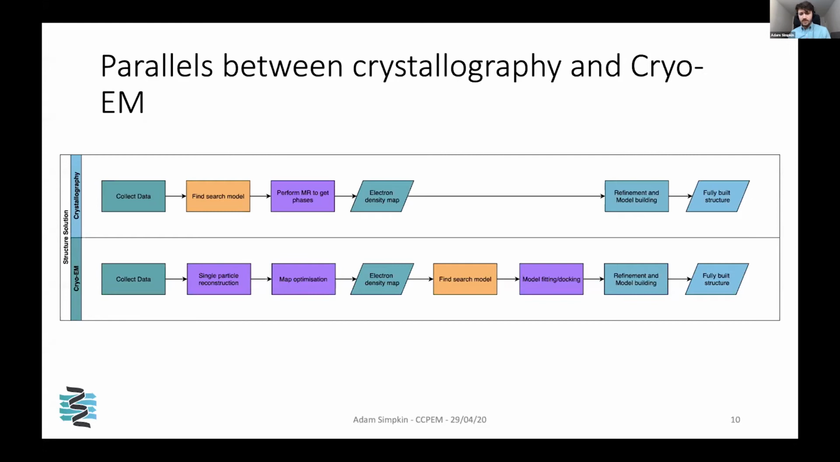But there are also differences between the two. One of the things that I can see is similar but not yet being exploited is that whilst we need to find a search model for molecular replacement, you also need to find a search model if you want to do model fitting and docking. What I'm trying to do is take all the expertise that we've developed in finding search models for molecular replacement and put this into the cryo-EM pipeline.